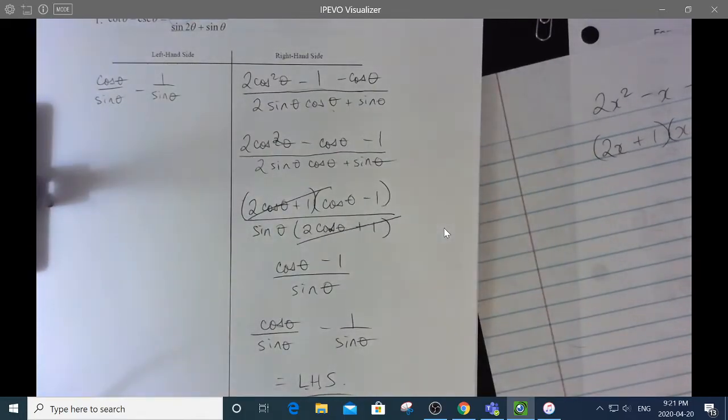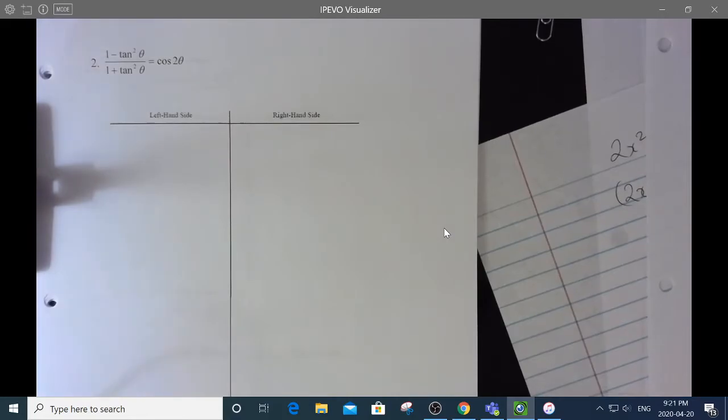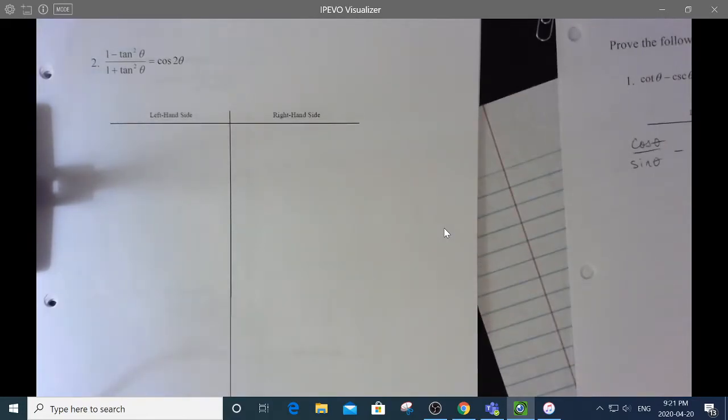All right. Next. 1 minus tan squared theta over 1 plus tan squared theta equals cos 2 theta. Okay, what are we going to do with this thing?